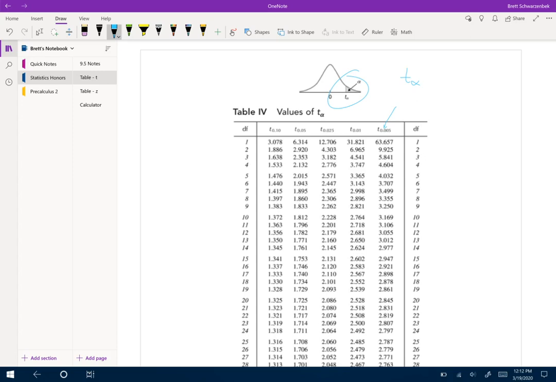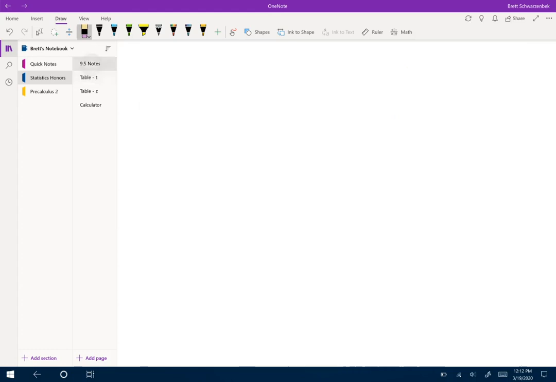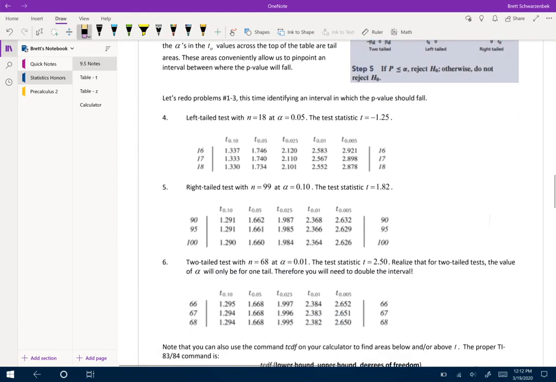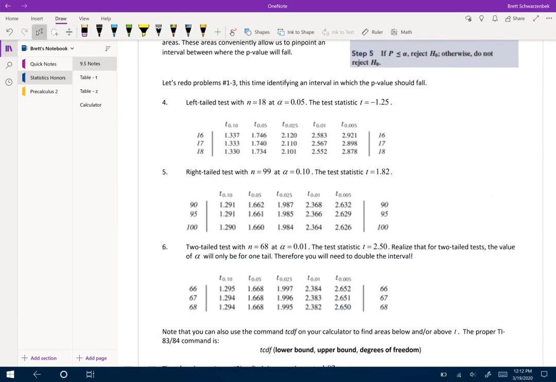Remember, we're going to be dealing with that, so we'll talk about that a little bit more later, but let's just see how this works in the actual problem. So I'm redoing problems 1 through 3, but this time using the p-value approach. I'm doing this because we should get a result of do not reject, reject, and do not reject as we go through this. So let's see how it works. Remember, when n was 18, df is equal to 17. I imported the table in here to make life a little bit easier for us when we're doing the notes.